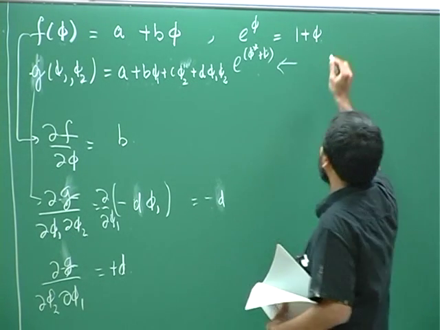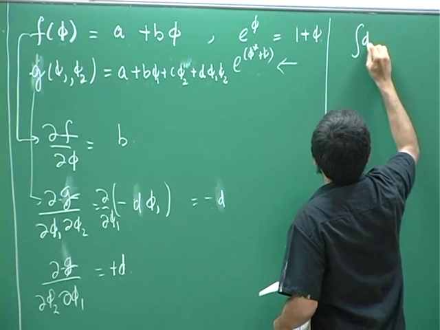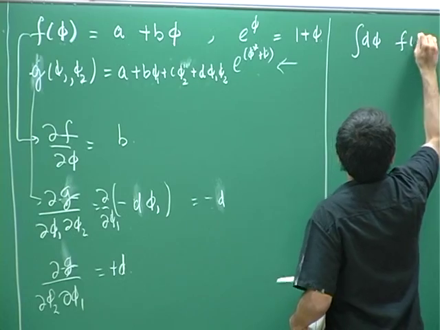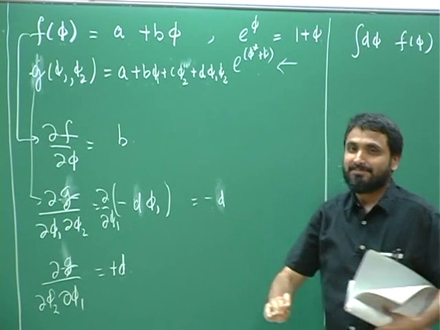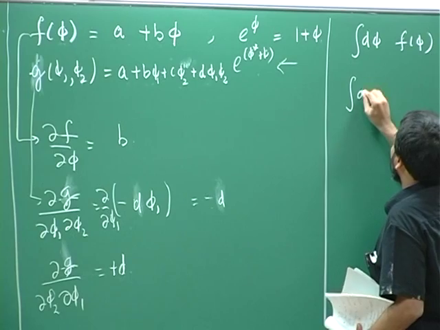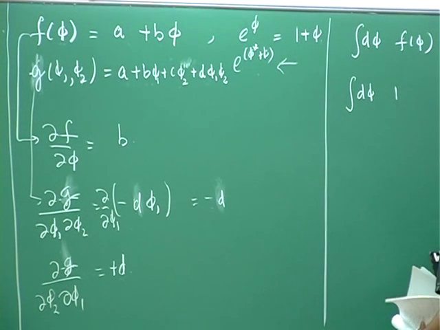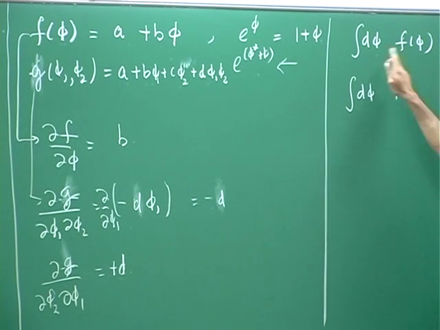Integrate. Okay, all right. So now I ask you, what is the integral d phi of f of phi, the one that I have written there? So if you know the answer of two integrals, you will be able to find the answer for that. So you need to know the answer for integral d phi 1, and you need to know the answer for integral d phi phi. If you know that, you can write out the answer for this. So what is the integral of 1?